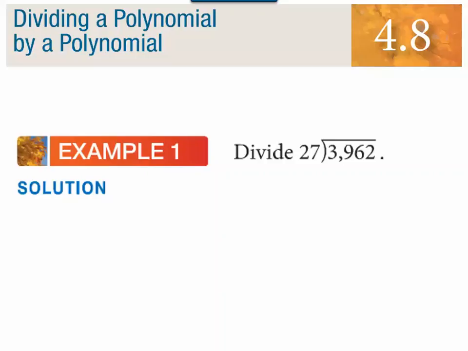27 goes into 39, is that right? Or first of all, we say 27 goes into 3, and it doesn't because 3 is too small. 27 goes into 39. That's going to go 1 time. And then what we do is we take this 1 and we multiply it times 27, right? It's the multiplier here.